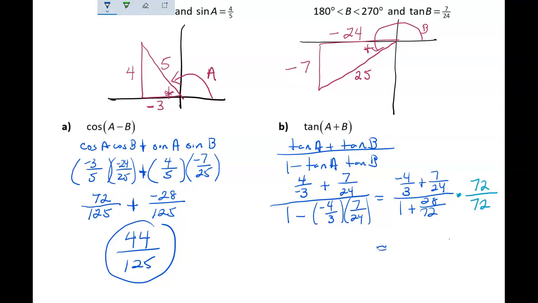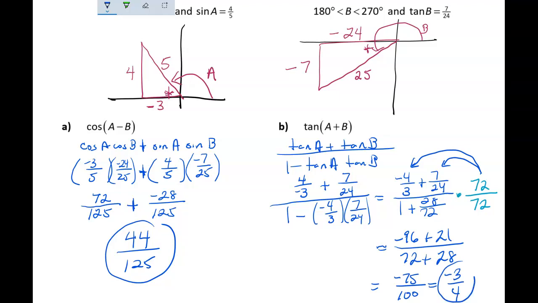And so we'll get, when we multiply 72 times -4/3, that's -4 times 24, and that's going to give us -96 plus, and then distributing to the 7/24, we'll get 7 times 3, which is 21. Downstairs, 72 plus 28 when we distribute to each term, and that's going to give us -96 plus 21, which is -75, and then downstairs 100, that's giving us -3/4.